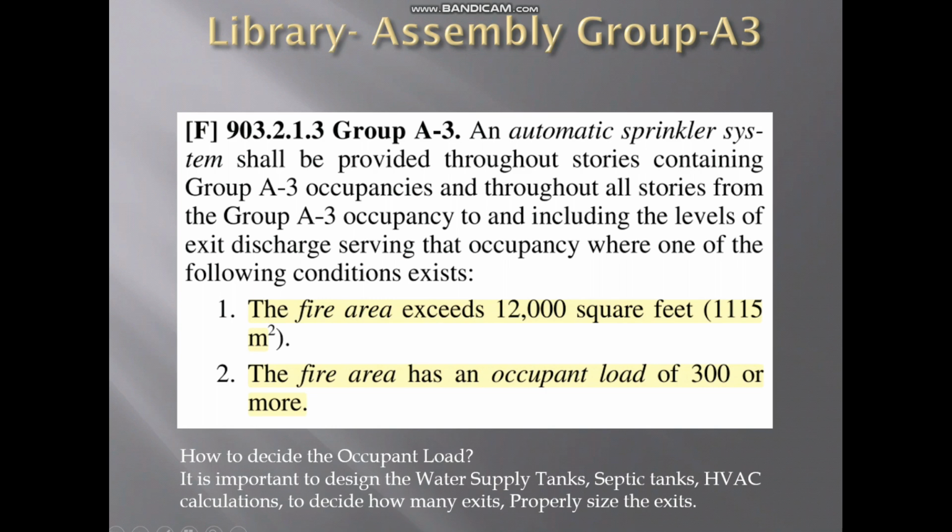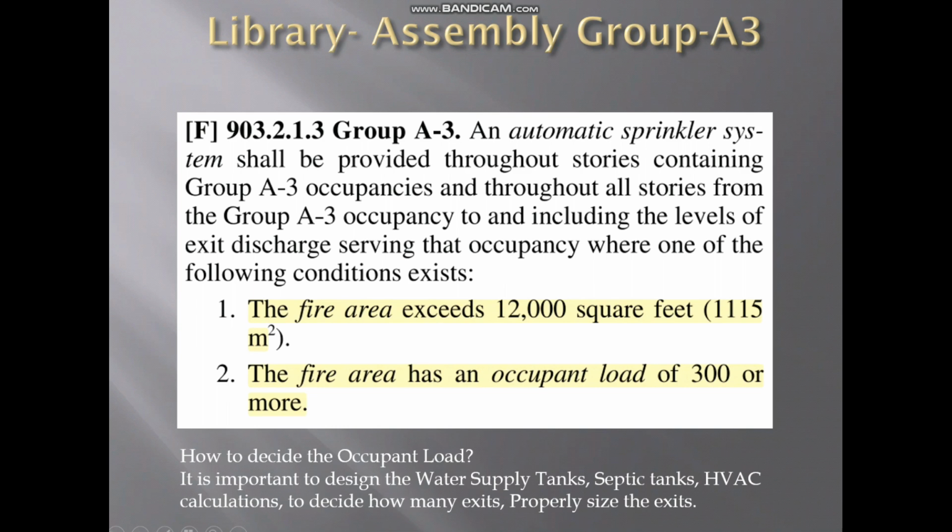So we have to know the occupant load of the building. How to decide the occupant load? That is the important thing. We have NFPA 101, we have ASHRAE 62.1, otherwise we have IBC chapter number 10. So there are three options to decide the occupant load of the building. In the next video I will explain very clearly how to design the water supply tank, septic tank, and HVAC calculations, where we need to find the occupant load using these standards. This is also needed from the architectural point of view, to decide how many exits we need and to properly size the exits.